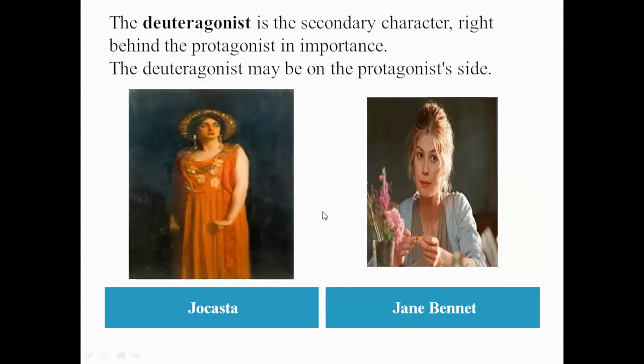Now we are going to discuss the deuteragonist. Deuteragonist is definitely the secondary character, and is less important than the protagonist, but just right behind the protagonist. So in the play Oedipus, Jocasta is the deuteragonist. If you read Pride and Prejudice, you would understand Jane Bennett. Jane Bennett is the deuteragonist. So the character who is next to the protagonist is called the deuteragonist. Understood? The character who is next to the protagonist is called the deuteragonist.